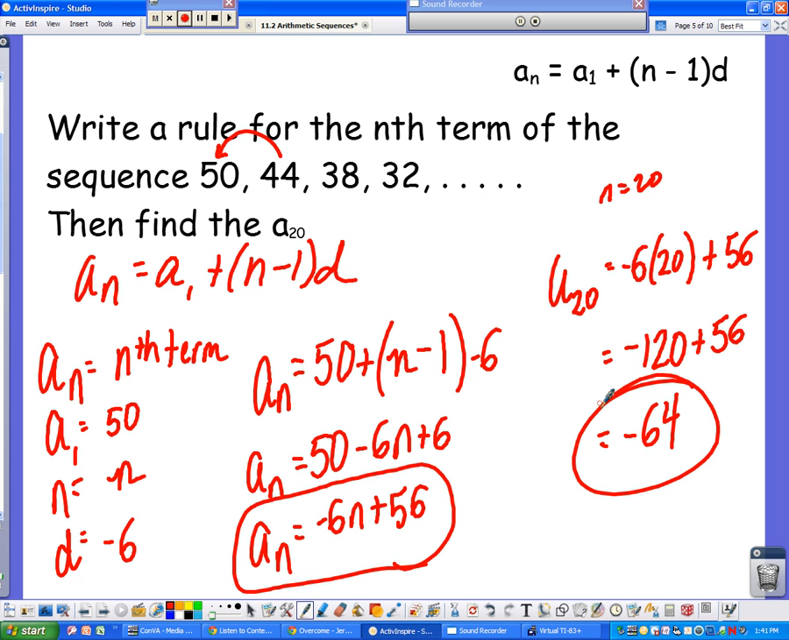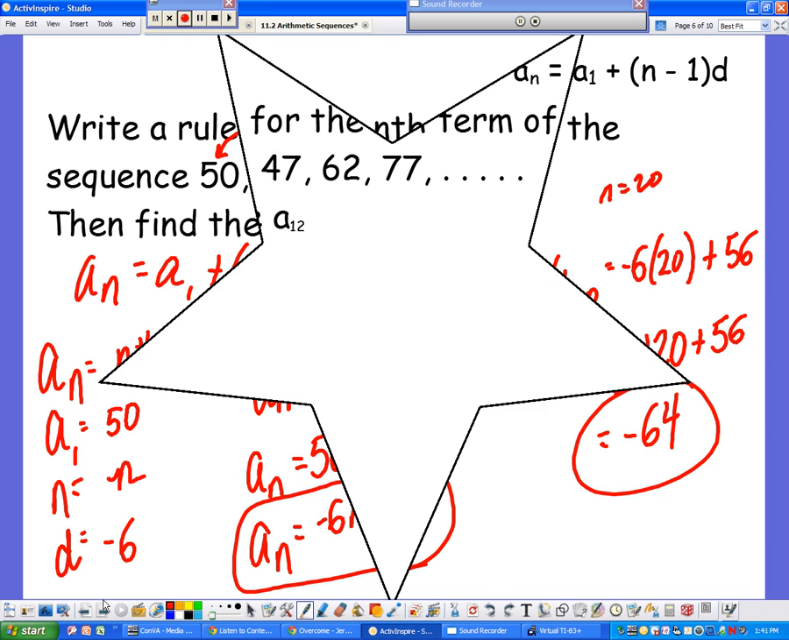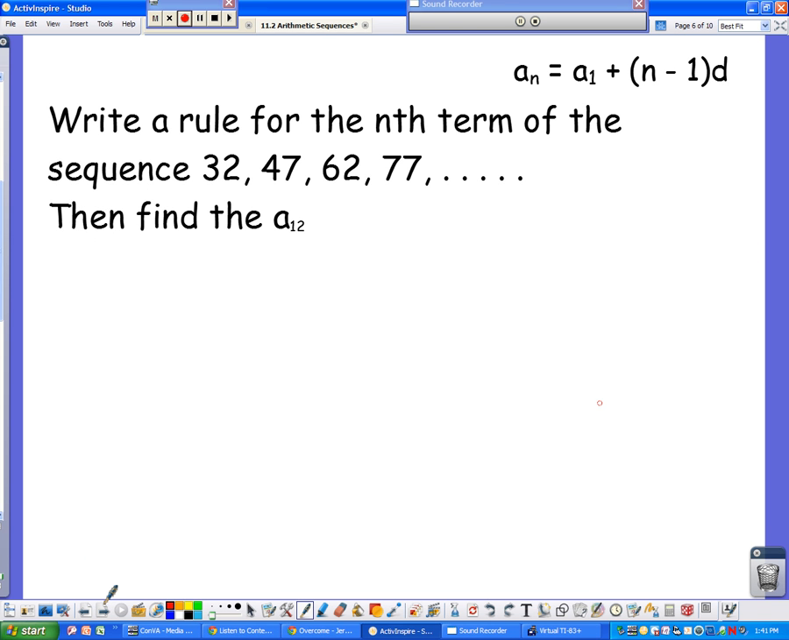All right, so go ahead and try the next one. The next one is a You Try. We want you to write the nth term in this sequence, and then after you write the nth term, we want you to find a sub 12. Remember, we have to start with our formula. Let's drag this down, and we're just going to plug in everything we know so far.